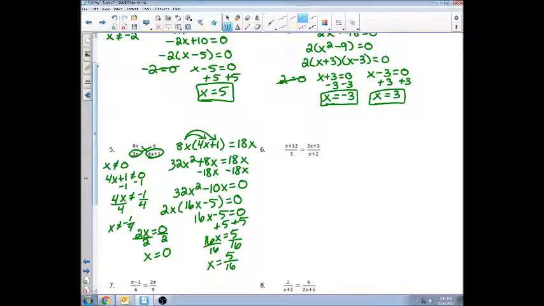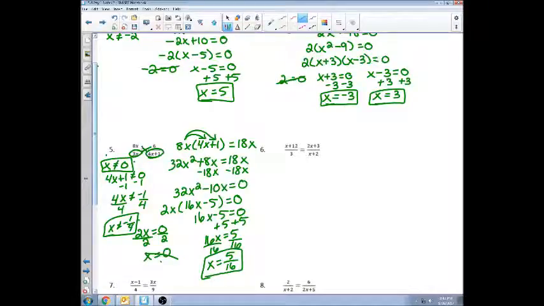So I need to check my two answers to see if either one is 0 or negative 1 over 4. The first answer I come to is x is 0. So that will not work because that is one of my restrictions. So that answer is gone. The second answer I have is 5 over 16. Well, that's not 0. That's not negative 1 over 4. So 5 over 16 is a good answer. Okay? On to problem number 6.